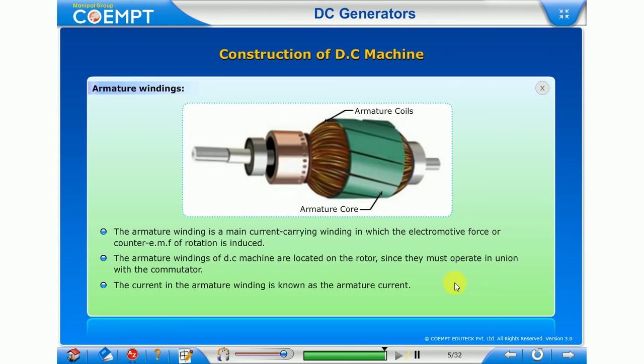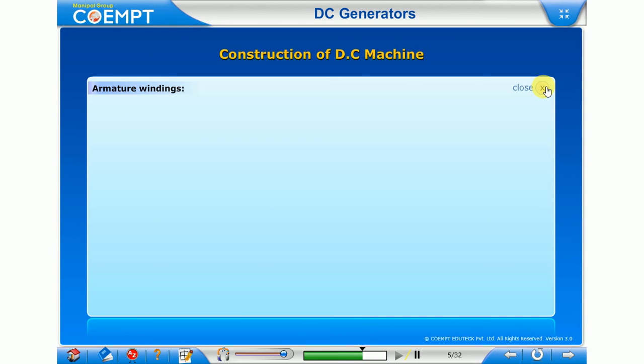Classification of armature windings. Depending upon how the ends of the armature coils are joined to the commutator, armature windings can be classified into two categories such as lap winding and wave winding. Click on tab to know more about lap and wave winding.